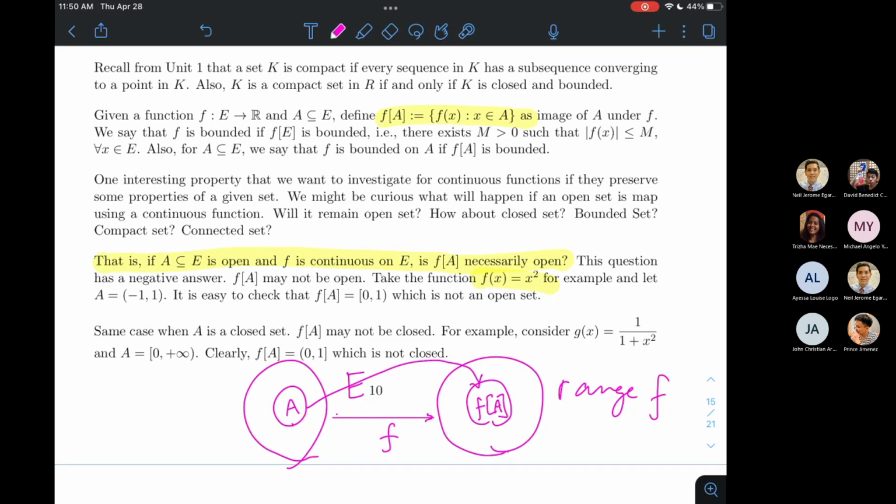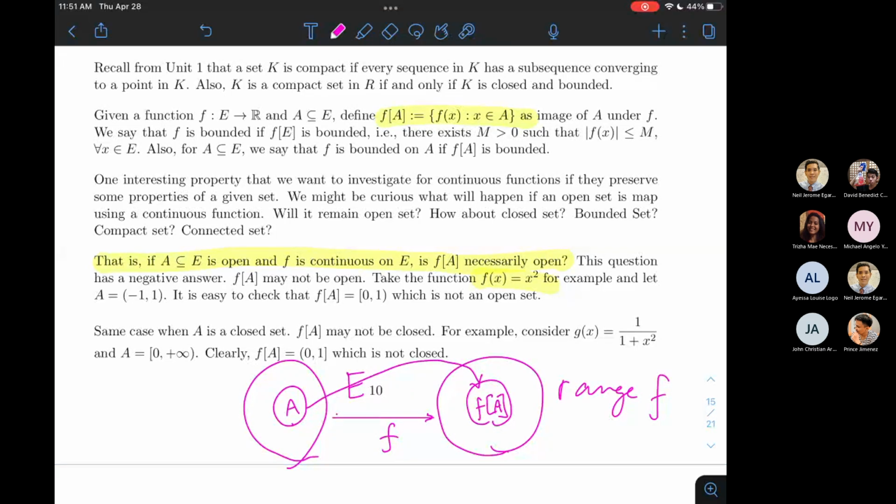So yung f bracket A, mas maliit siya sa range. Subset lang siya ng range, kasi yung range, siya yung lahat ng posibleng function values. Pero yung f bracket A, siya lang yung lahat ng mga posibleng function values ng mga elements ni capital A. Alright, so mas maliit siya sa range. Does that make sense, David? Thank you, sir.